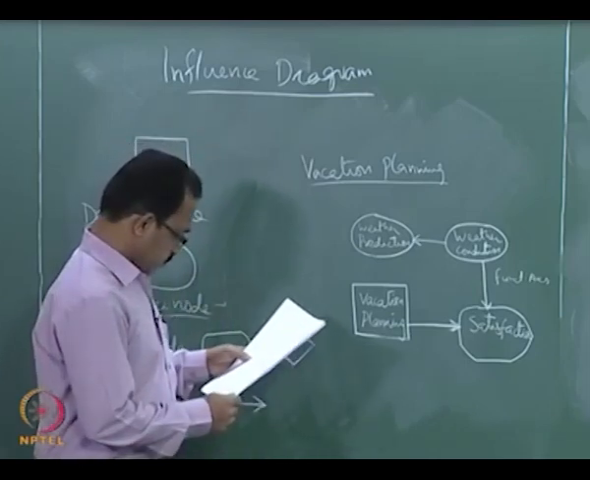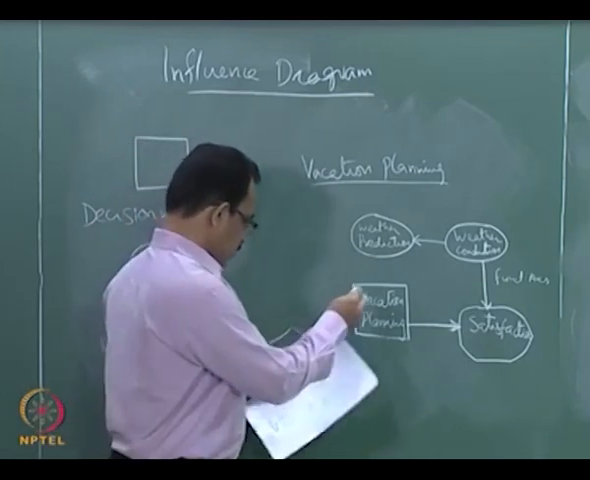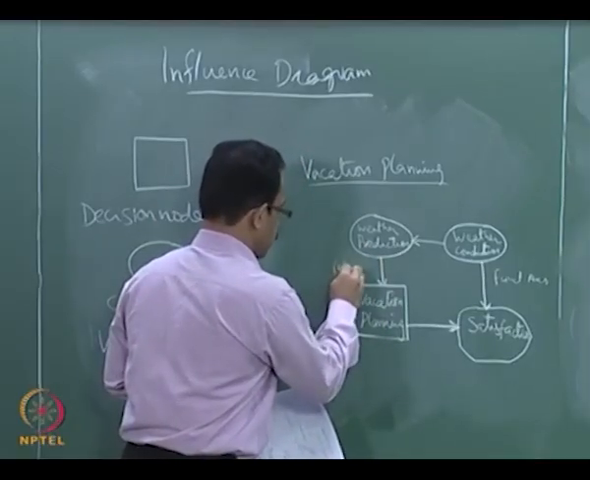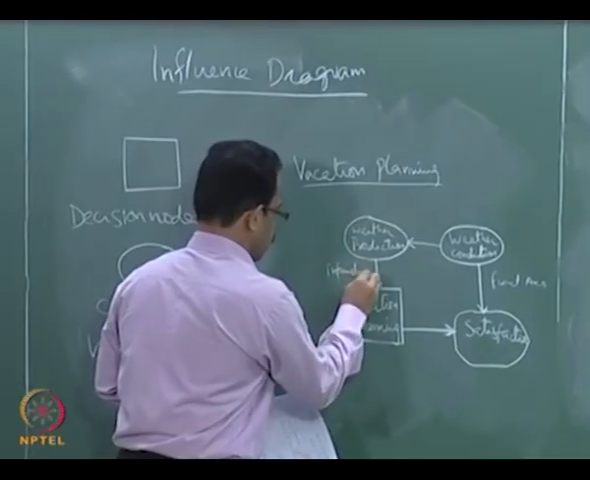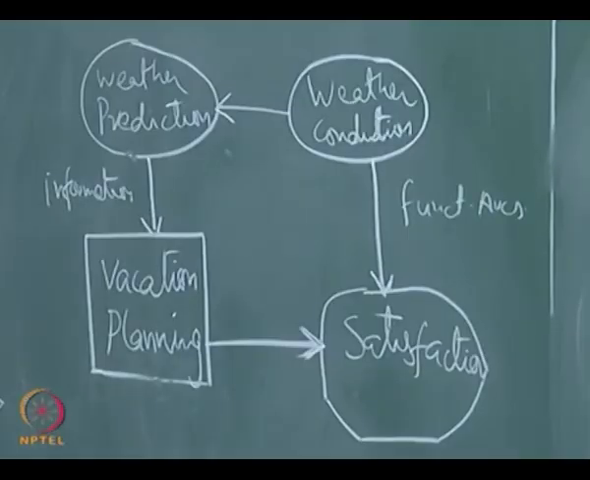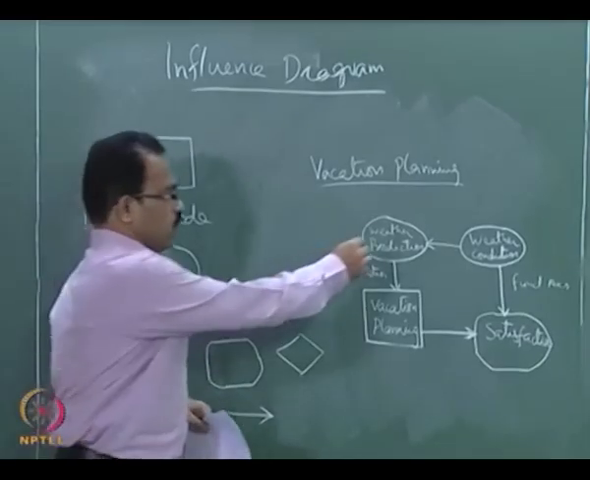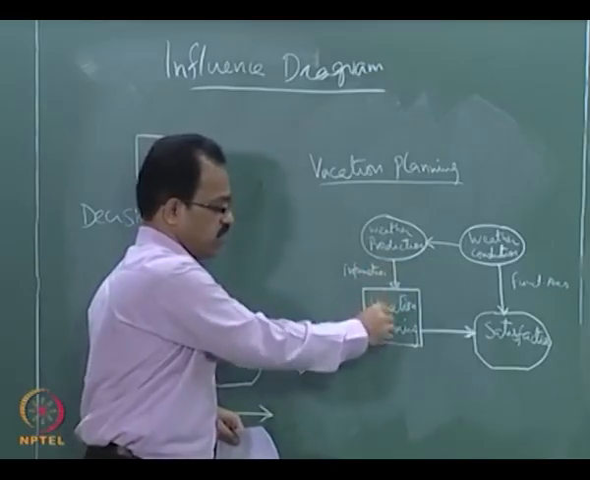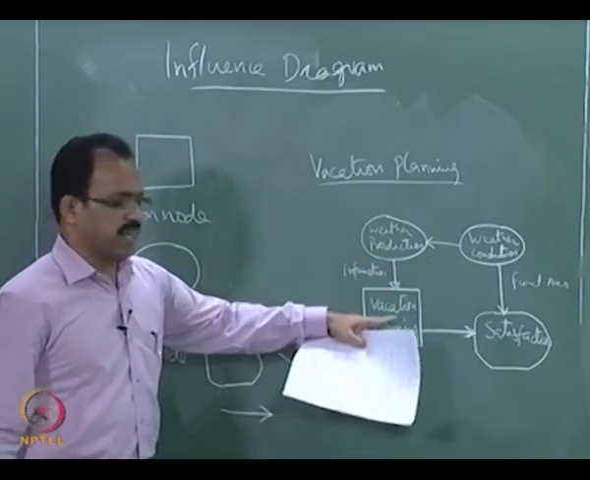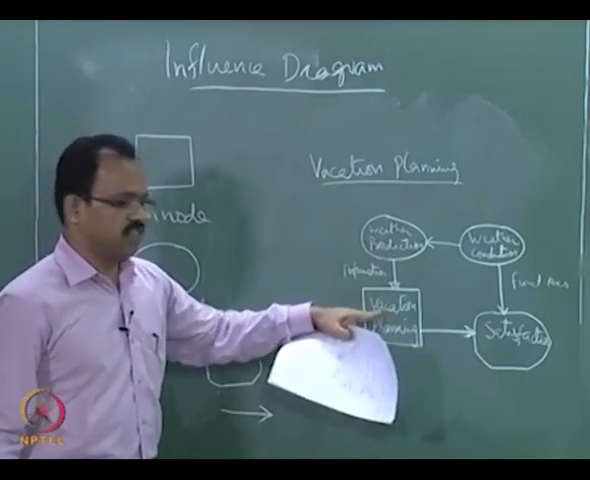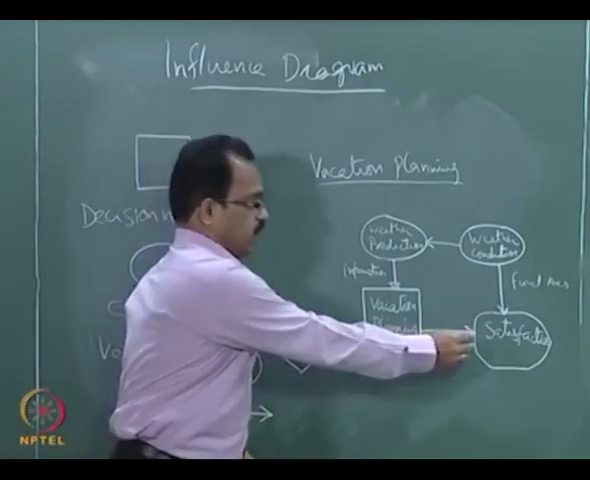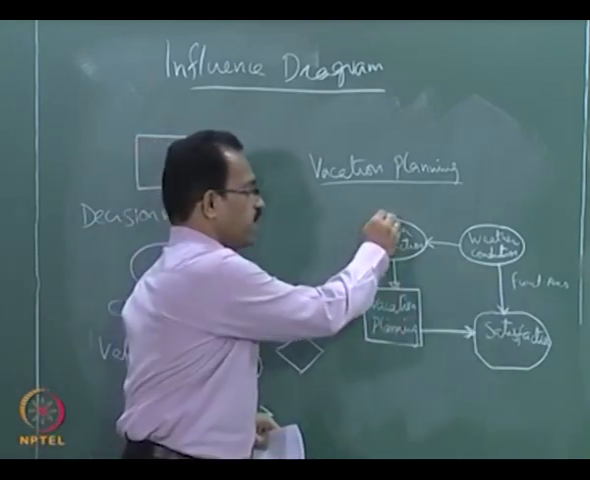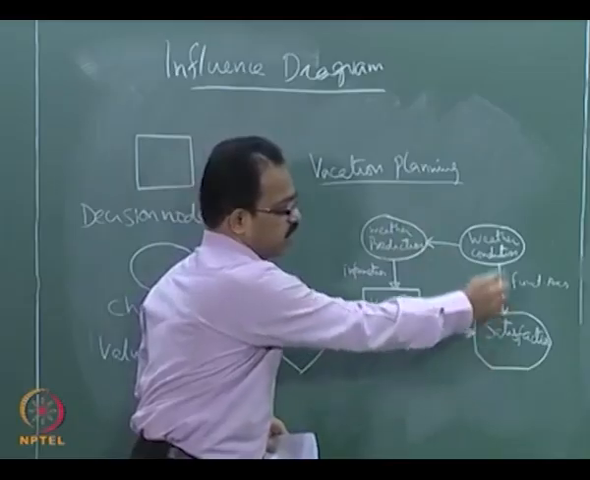And then we have an information arc here. So this is an information arc. You can see that this weather information is used for the vacation planning. That is why there is an information arc which influences the decision of vacation. So depending on the weather prediction, the vacation planning will be done and then lead to the satisfaction depending on the actual weather condition. So this is the predicted information, but the satisfaction actually depends on the weather condition.